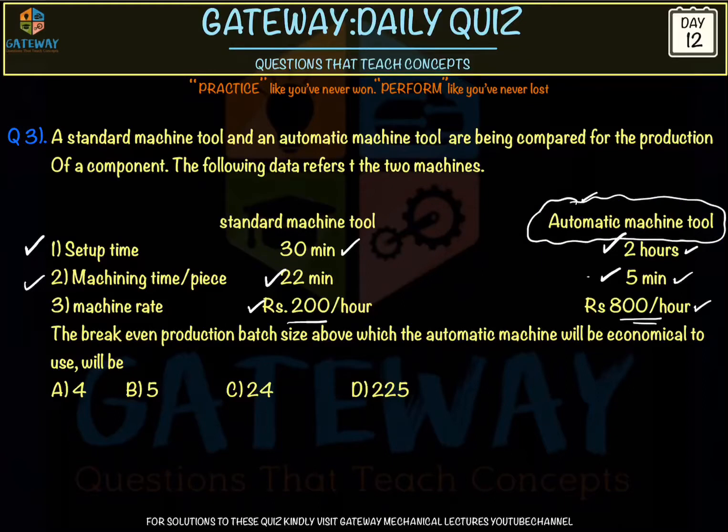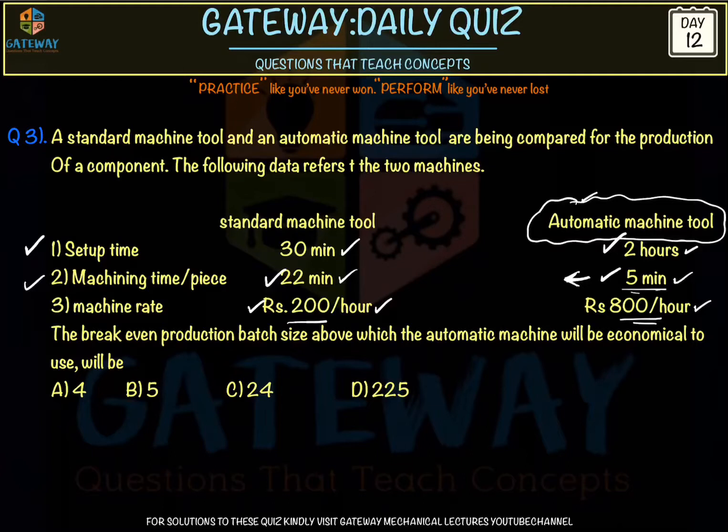The main advantage of it is this 5 minutes time. We can produce a larger number of components. Thus, on producing a lot size of, suppose, 2000 or 3000 components, this will be more economical. If you were to produce 2000 components on the standard machine, in 1 hour you can produce only 2 components, so you need 1000 hours. For 1000 hours you need to pay rupees 200 per hour.